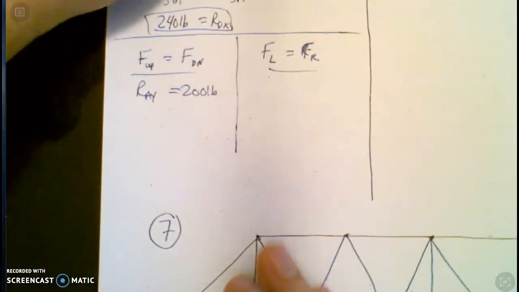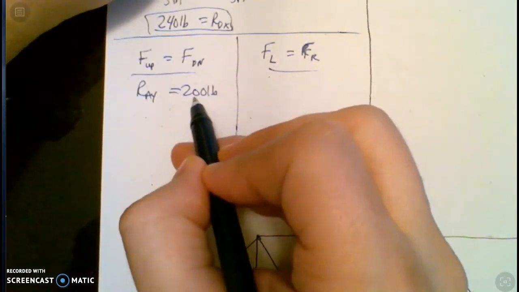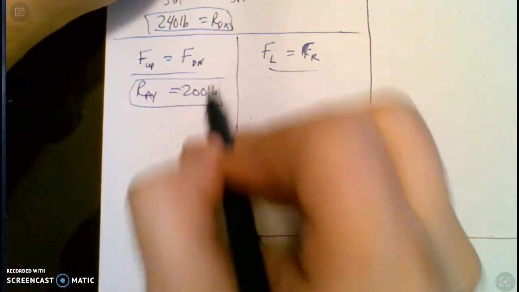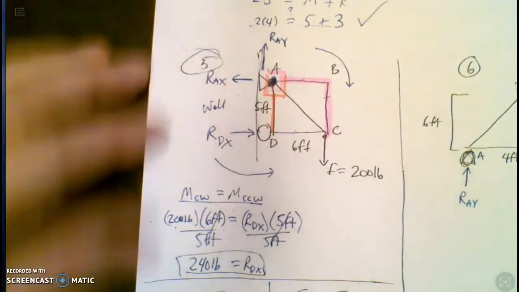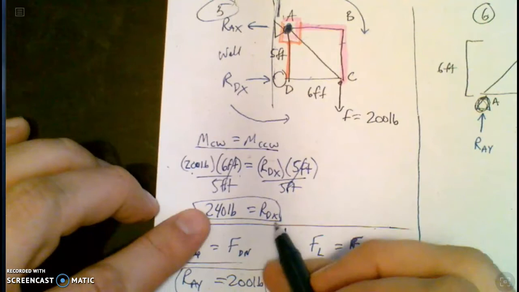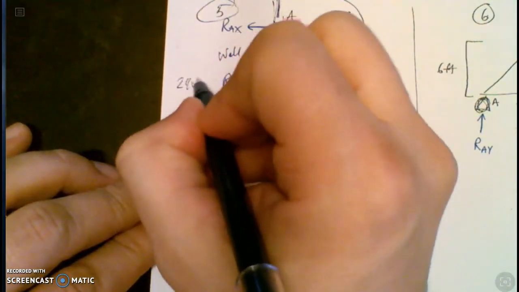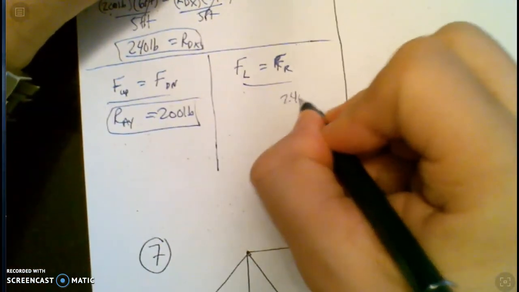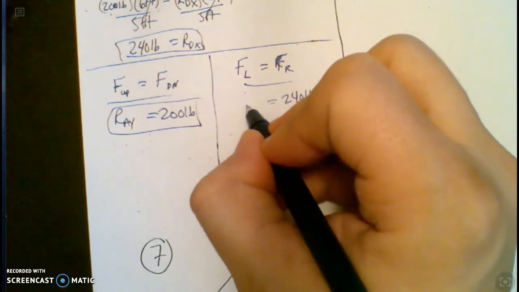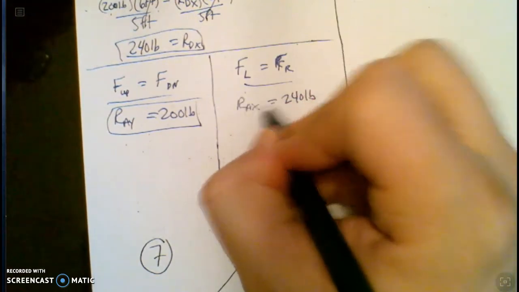Oops, I forgot to write that on camera. My 200-pound down force has to equal my RAY. Oh, that was easy. And I only see one right and one left. I just found out that our dx was 240, right? Well, that's my right force, 240 pounds. It must equal my left force, which is RAX.